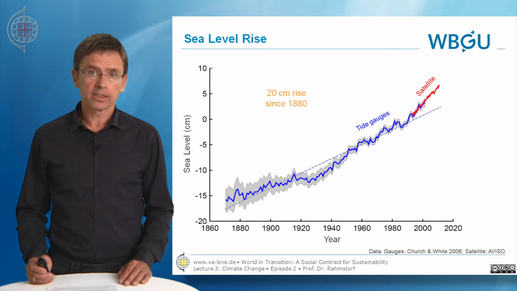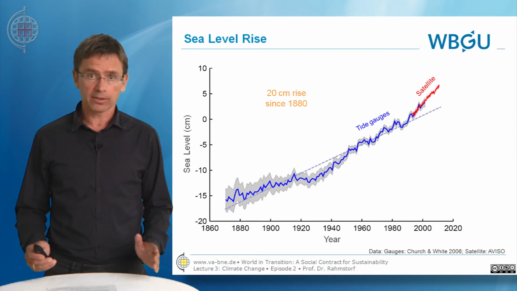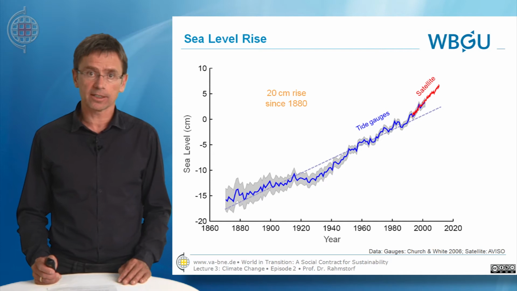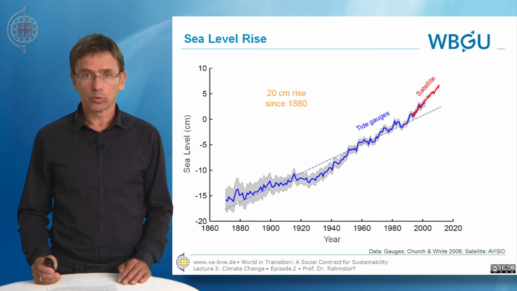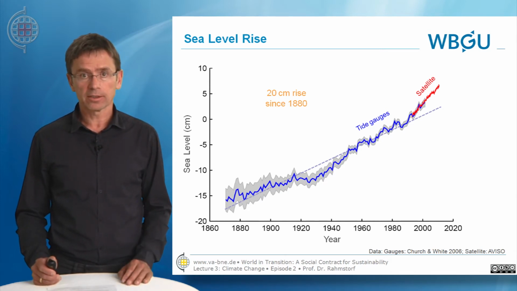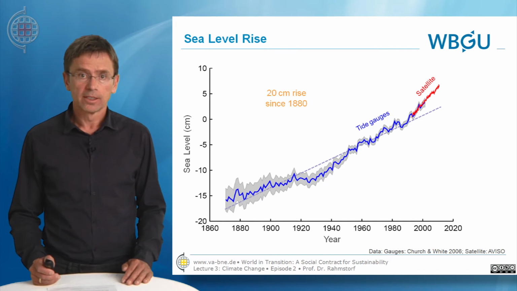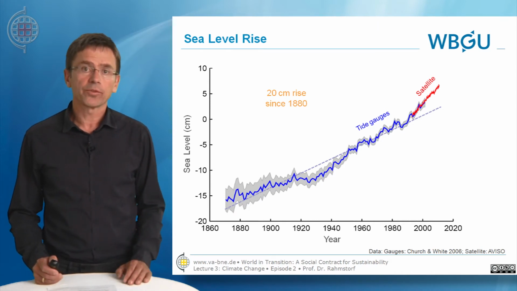And the second reason is that there is a lot of ice on land, continental ice, glaciers in the mountains, or the big ice sheets in Greenland and Antarctica. And if it gets warmer, the glaciers shrink, the ice melts, and this water ends up in the oceans, which also adds to rising sea levels. And that is exactly what the data show.